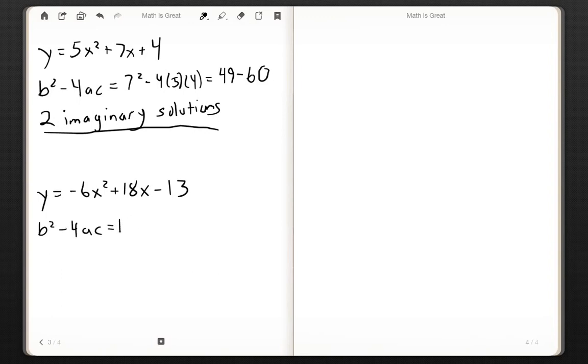So b squared is going to be 18 squared minus 4 times negative 6 times negative 13. Now here it gets a little trickier because you have a lot of negatives here.